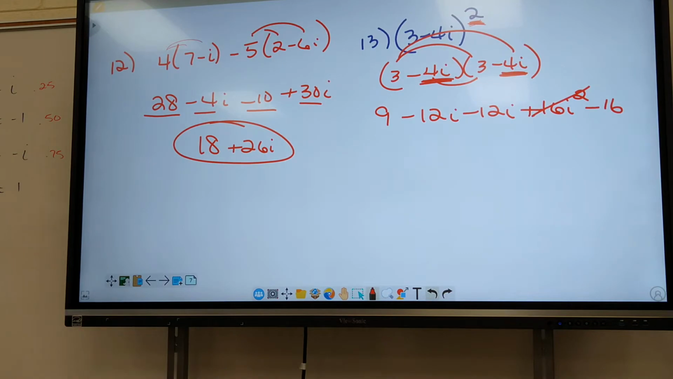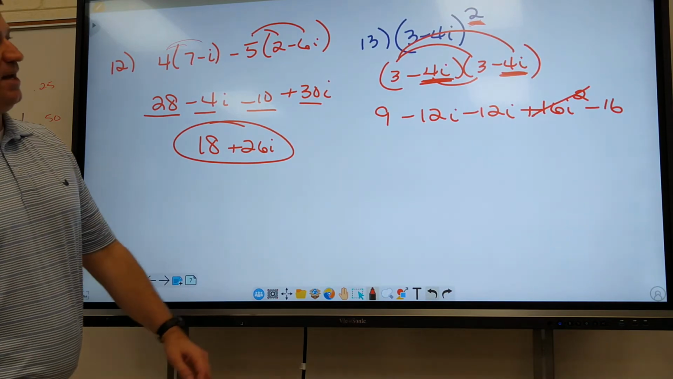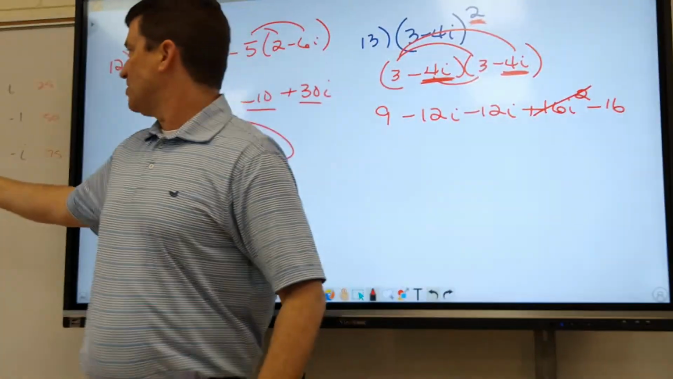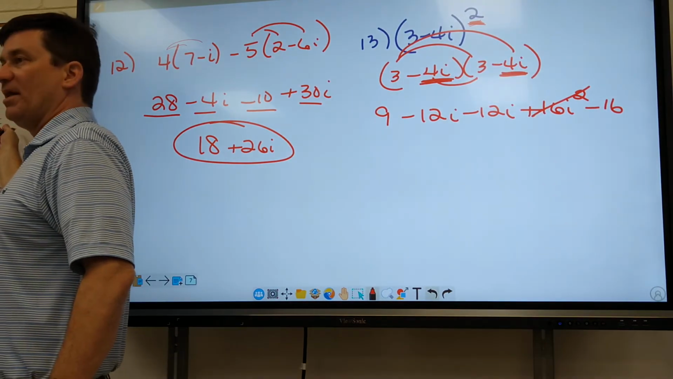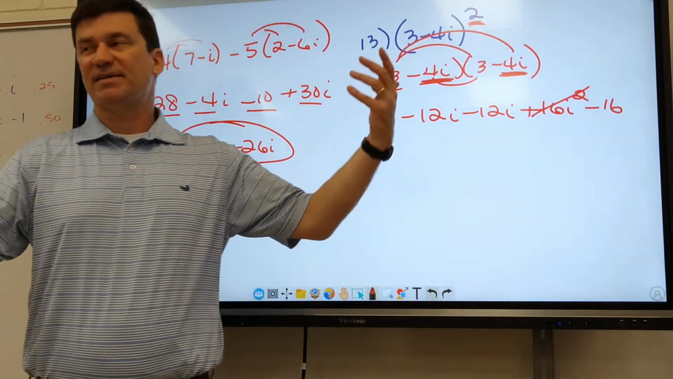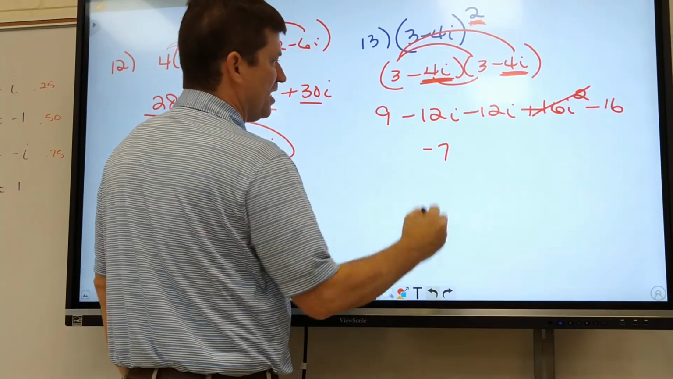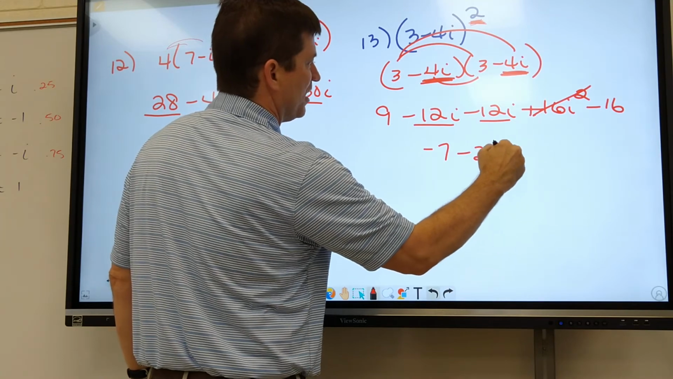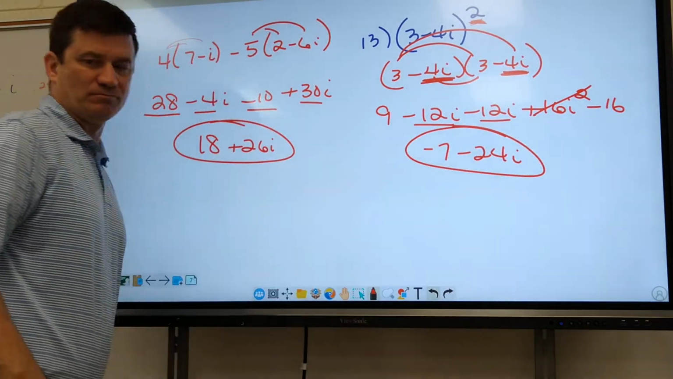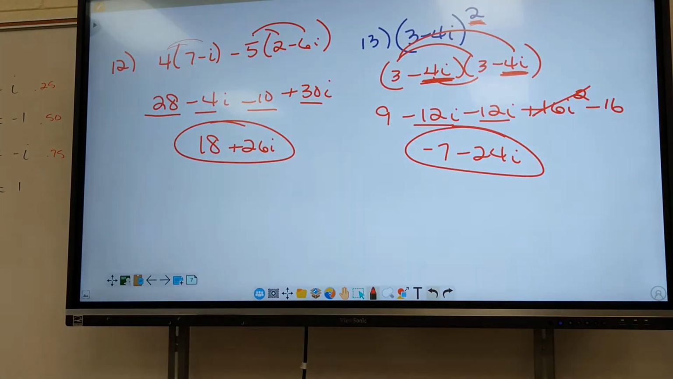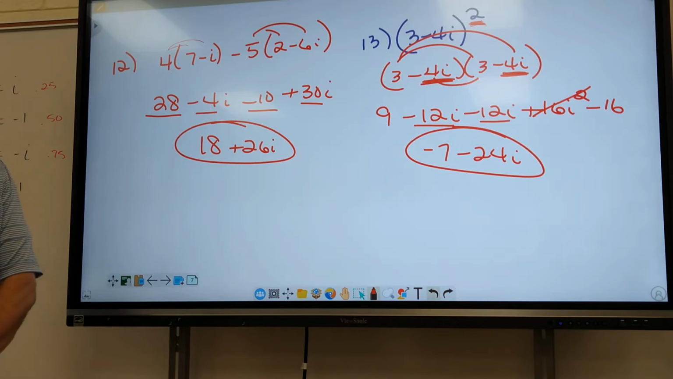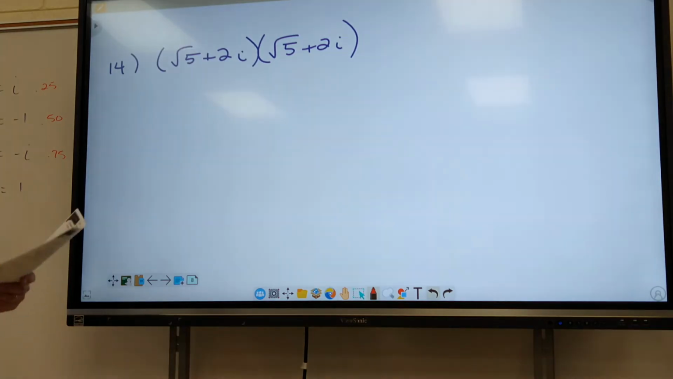Not really. Let me say it again. Anytime you got i squared, it tells you right here, you're going to have to plug in negative 1 in place of it. Then I times it. All right, final answer. 9 minus 16 is negative 7. Negative 12 plus negative 12 is negative 24i. All right, that's 13. We good? Go to 14. Same thing.